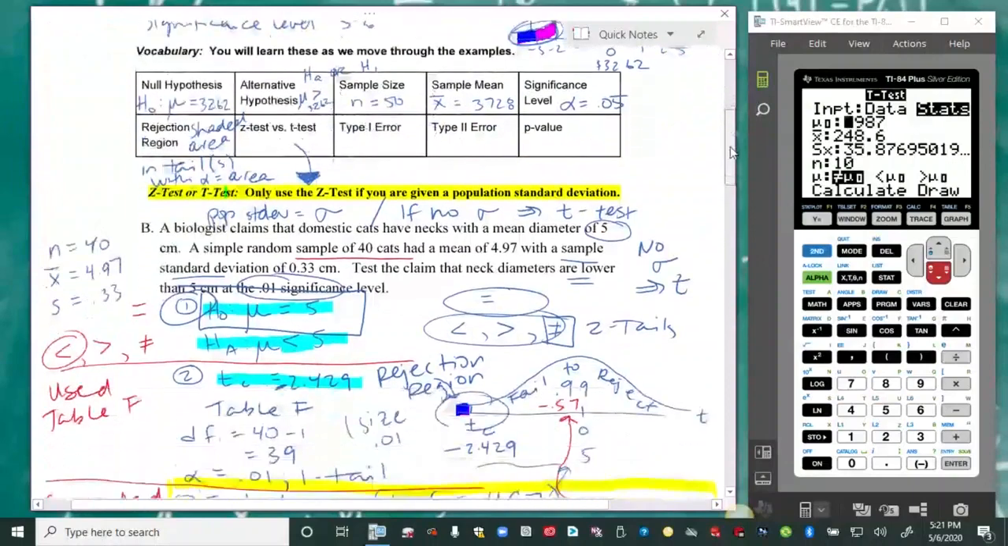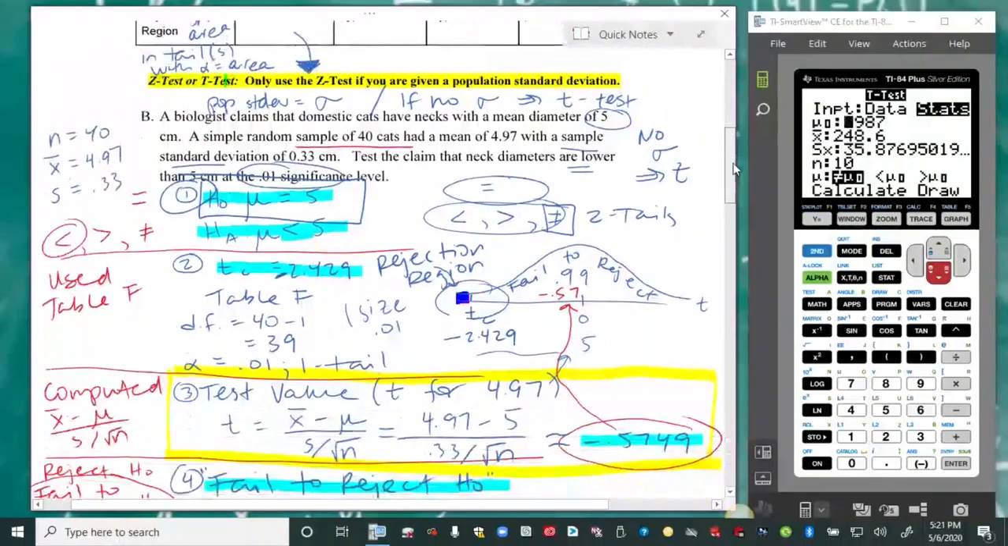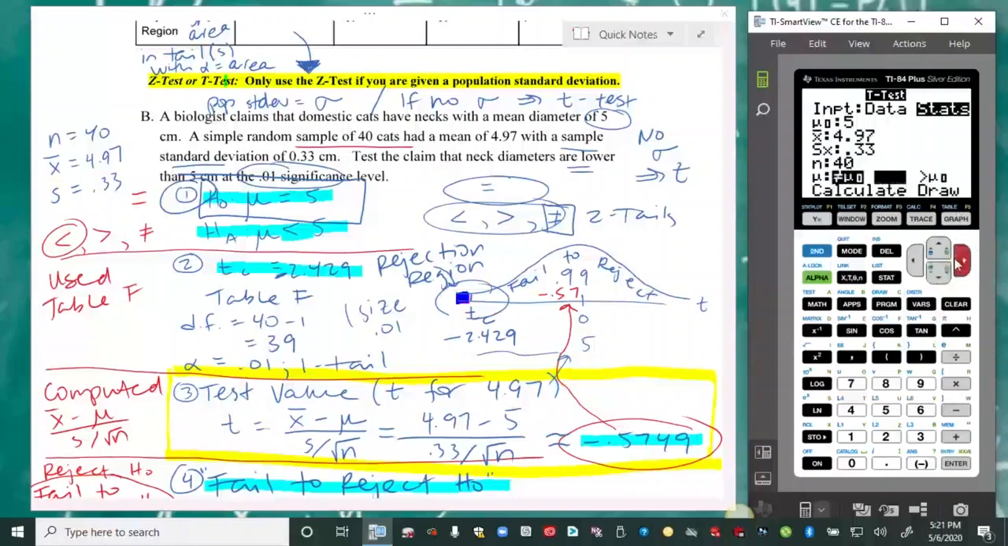No, I do not. Okay, so let's see. I was expecting a mean of 5. My sample mean was 4.97. My sample standard deviation, that was the 0.33. Sample size was 40. And this line right here, this is your alternative hypothesis. Notice how it gives you the 3 choices: not equals, less than, or greater than. We did less than, so we had a single tail on the left. So less than there, and then calculate.